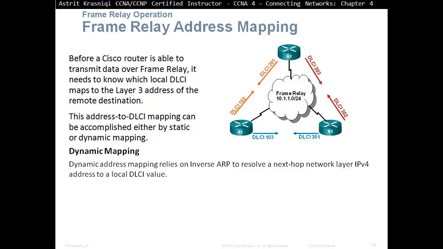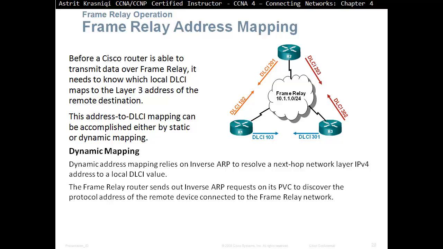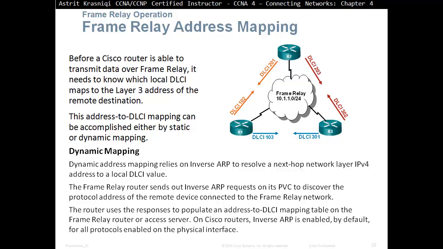Dynamic mapping. Dynamic address mapping relies on inverse ARP to resolve a next hop layer 3 IPv4 address to a local DLCI value. The frame relay router sends out inverse ARP requests on its PVCs to discover the protocol address of the remote device connected to the frame relay network. The router uses the response to populate an address to DLCI mapping table on the frame relay router or access server. On a Cisco router, inverse ARP is enabled by default. For all other protocols, enable it on the physical interface.